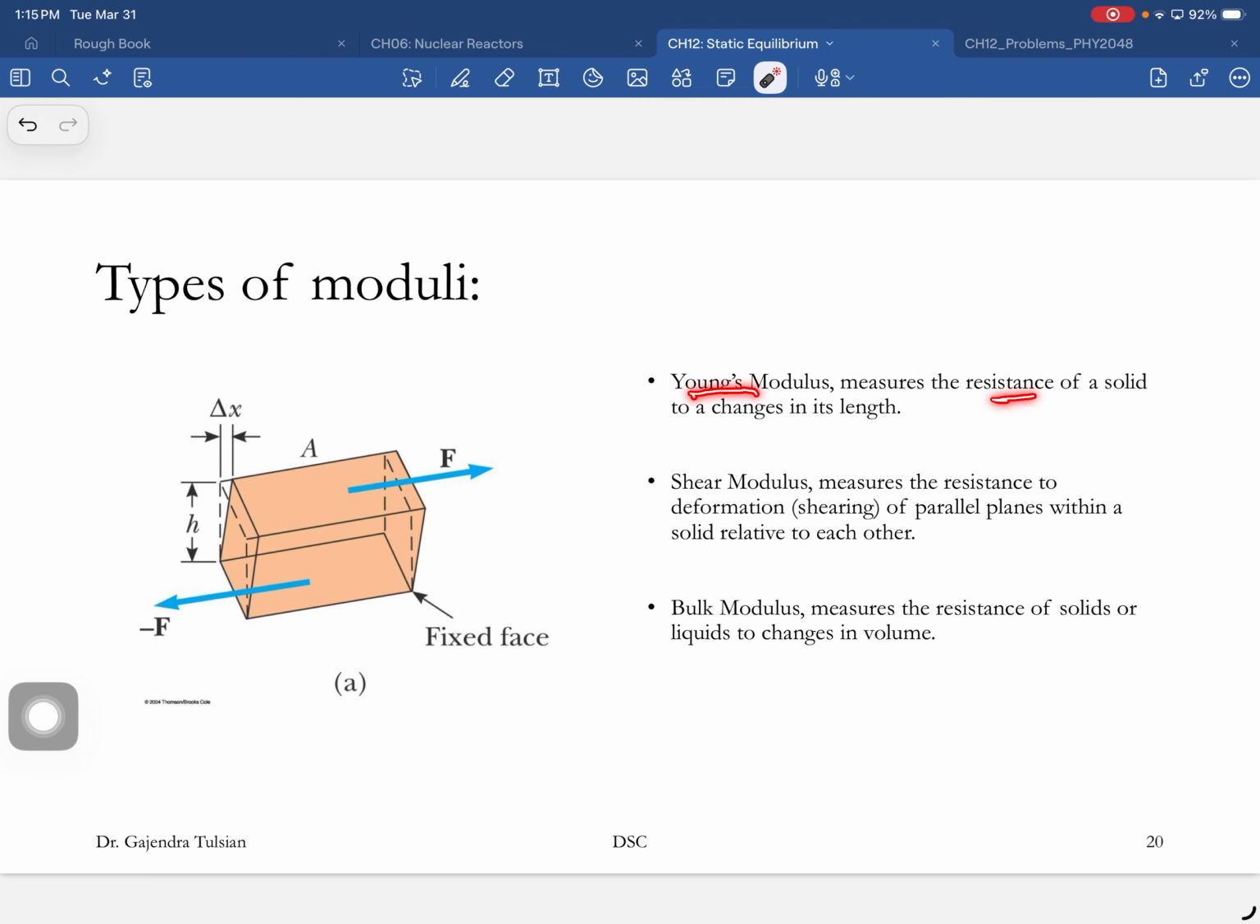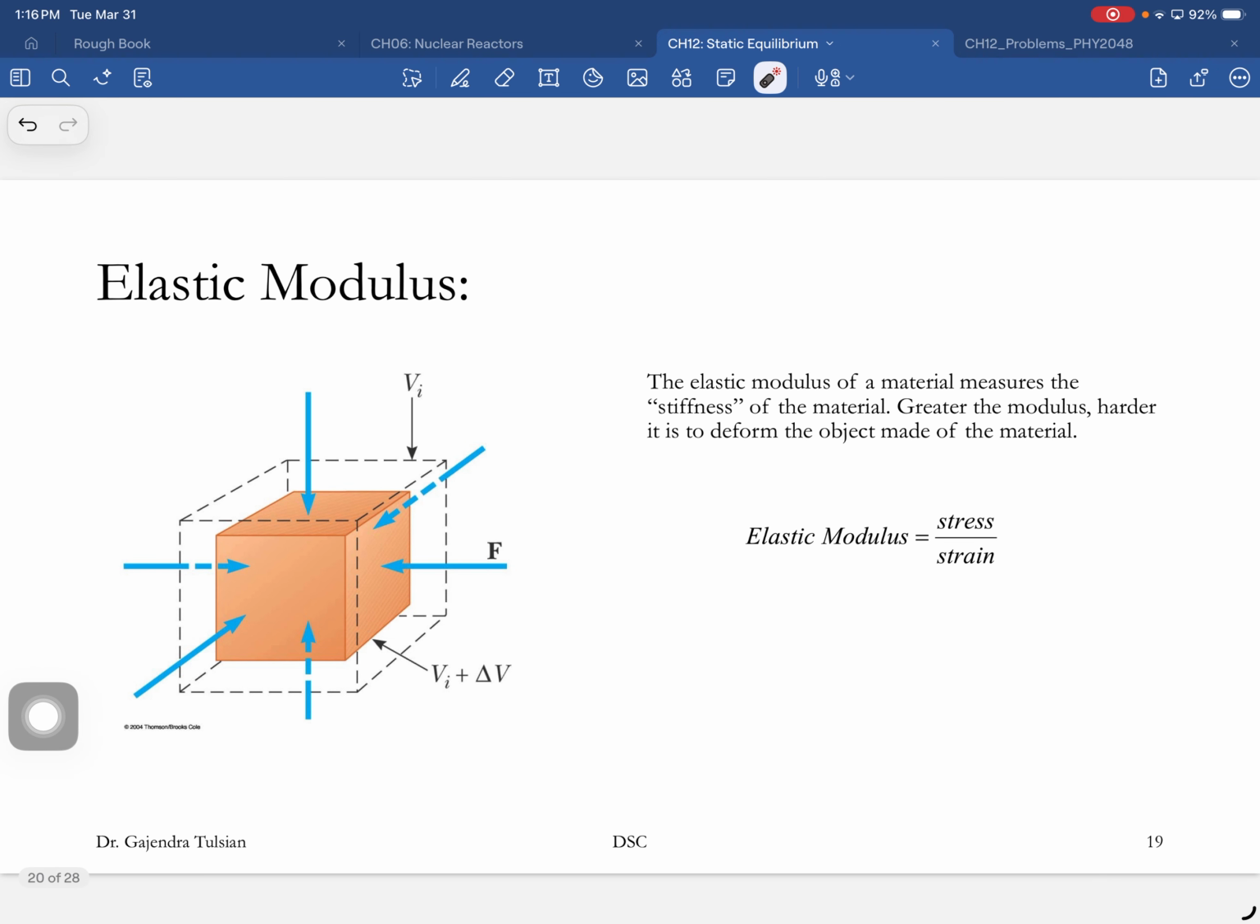Young's modulus measures the resistance of a solid to changes in its length. So when you're stretching an object. Shear modulus measures the resistance to deformation, shearing of parallel planes relative to the solid. So how much can you move this top surface relative to the bottom surface? So there is the deformation. Bulk modulus measures the resistance of solids and liquids to changes in volume. See, this is bulk modulus. So you're compressing this object.